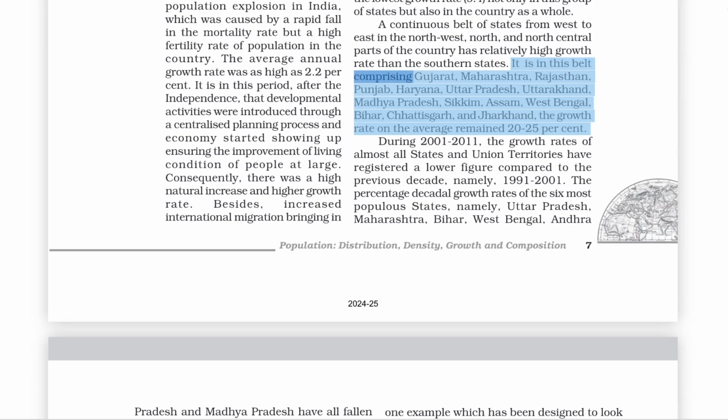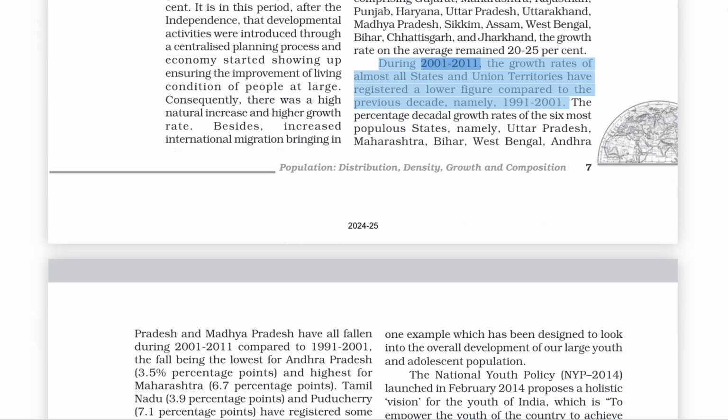It is in this belt comprising Gujarat, Maharashtra, Rajasthan, Punjab, Haryana, Uttar Pradesh, Uttarakhand, Madhya Pradesh, Sikkim, Assam, West Bengal, Bihar, Chhattisgarh, and Jharkhand. The growth rate on the average remained 20 to 25%. During 2001 to 2011, the growth rates of almost all states and union territories have registered a lower figure compared to the previous decade, namely 1991 to 2001.